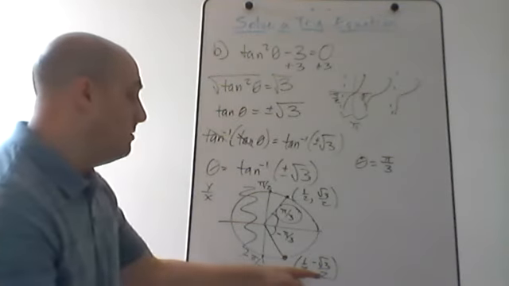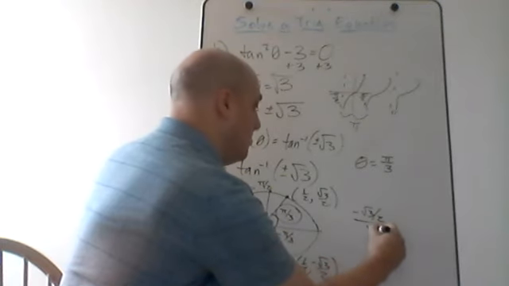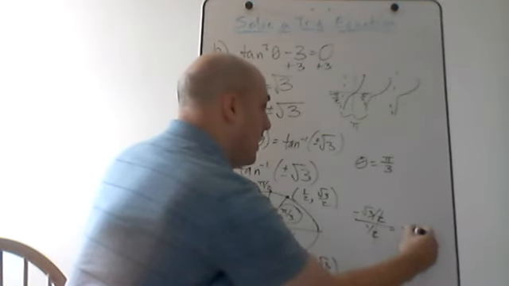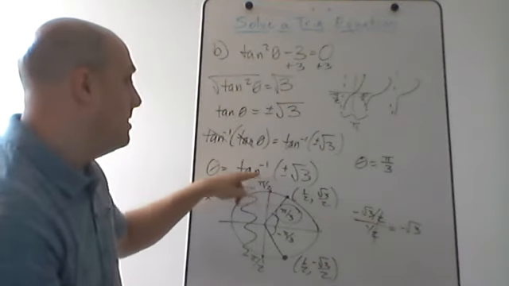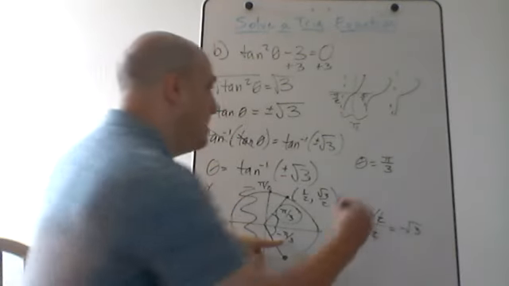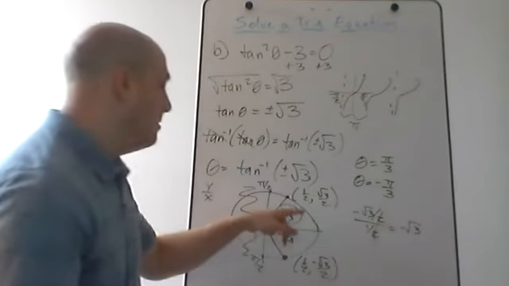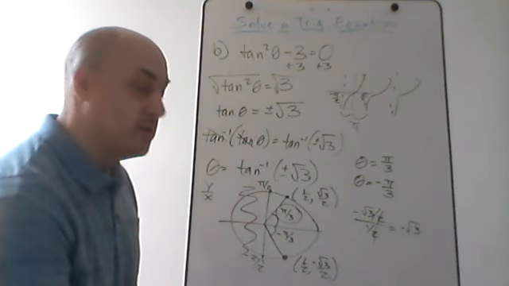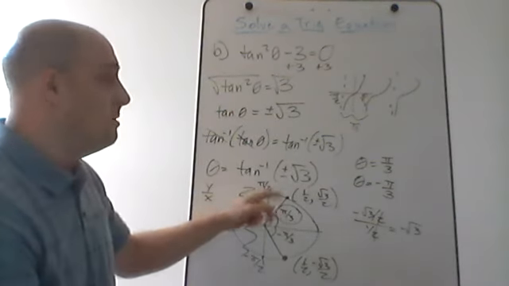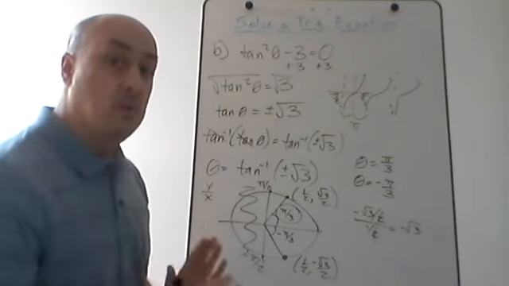And here, once again, if I do the y over the x, just like I did a minute ago, now it's negative root 3 over 2 over 1/2. Once again, the 1/2's cancel out, and I get negative square root of 3. So tangent inverse of negative square root of 3 is going to be negative pi over 3. So those are my two solutions in one period of the tangent function, between negative pi over 2 and positive pi over 2. Remember, for tangent, the period is only pi.